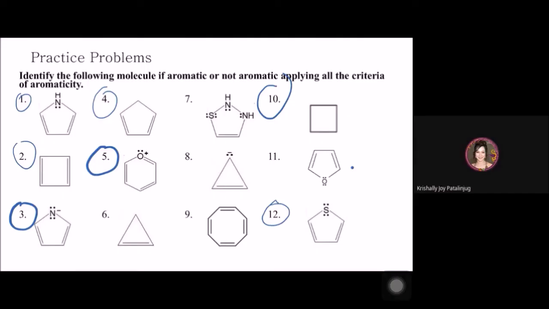So, your answer is 1, 2, 3, 4, 5. Okay, 2 points each, so 10.